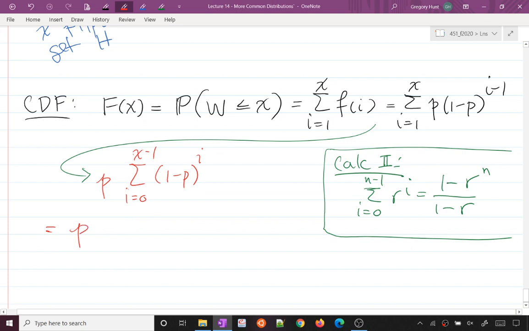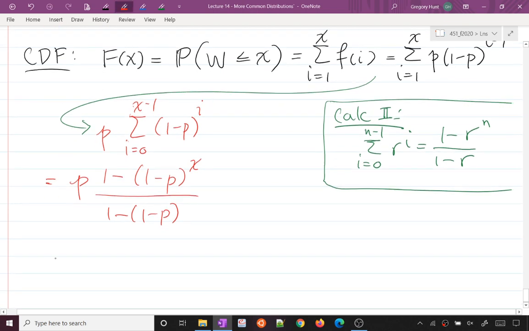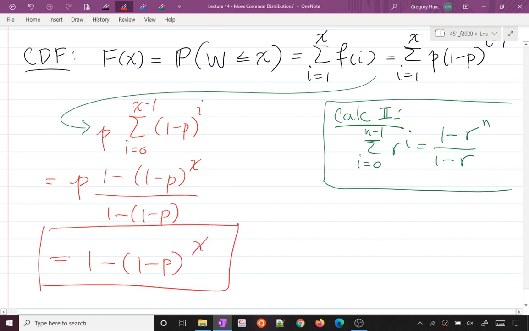Moving on, so we've got a p on the outside, and now this just follows our formula. 1 minus r to the n, so it's 1 minus (1 minus p) to the n, which is x minus 1, so n is x. And at the bottom, I just get 1 minus (1 minus p), which is p. So it all really simplifies here, because p over p is just 1. So our CDF has a nice closed form.